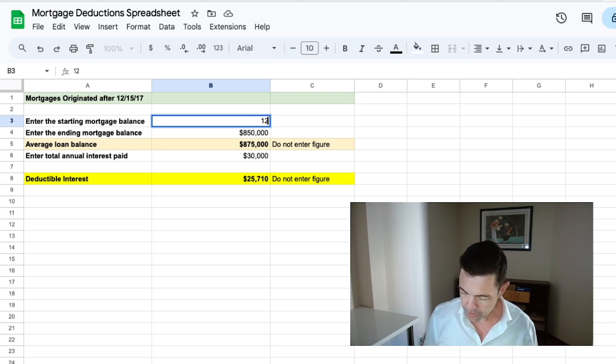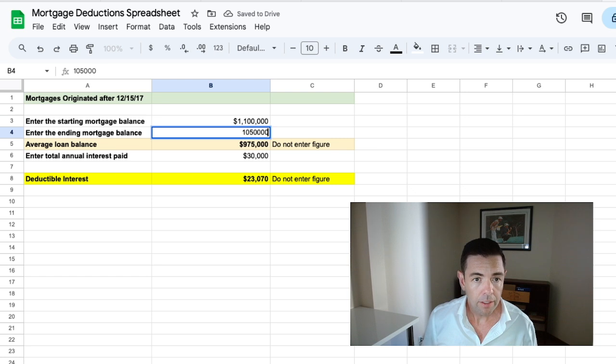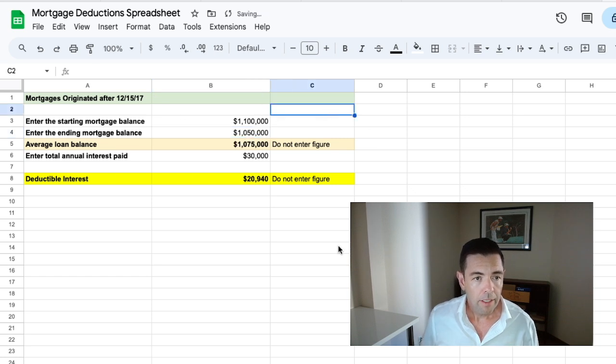So let's say we have a mortgage of $1.1 million and we paid it down to just $1,050,000. Okay. And let's say we paid that same $30,000 in mortgage interest. Well, you can see only $20,940 is deductible. So roughly 2/3 of what we paid is actually deductible.